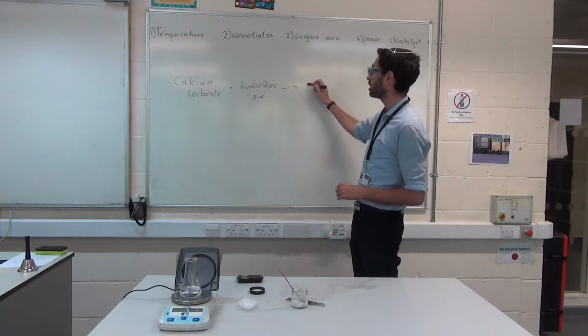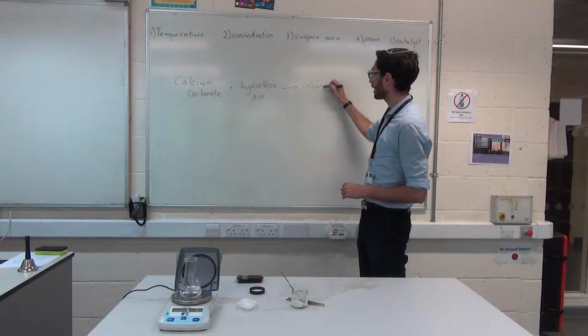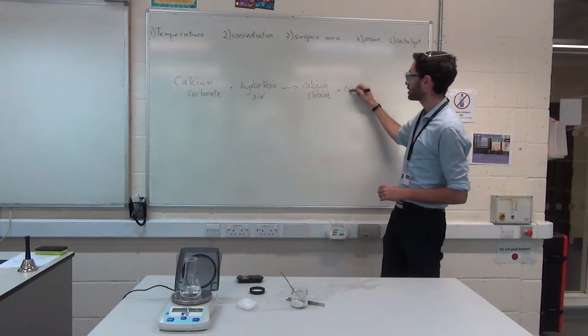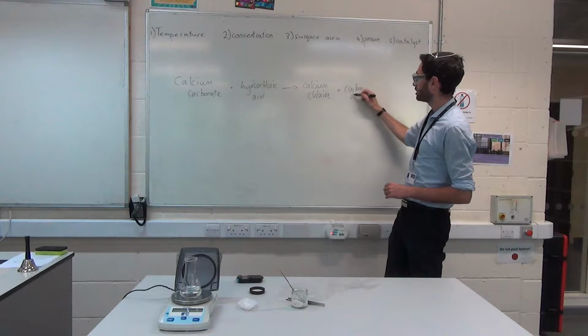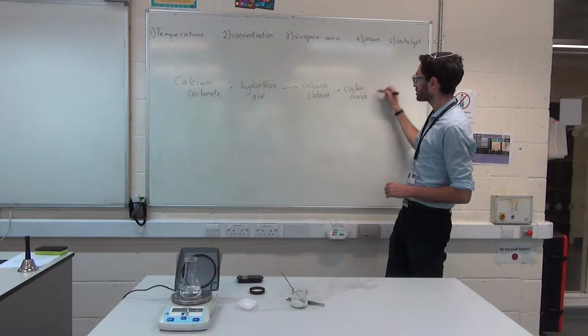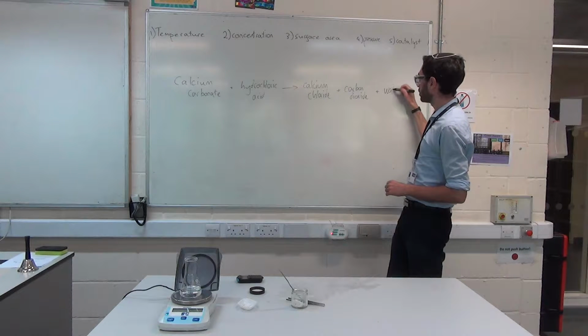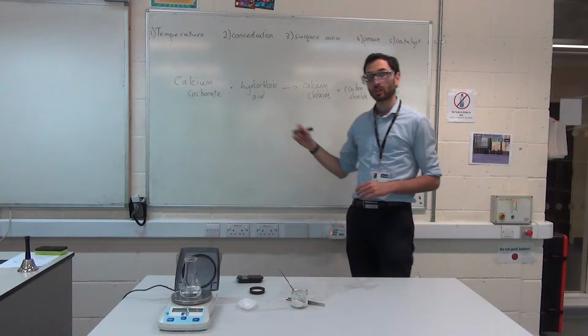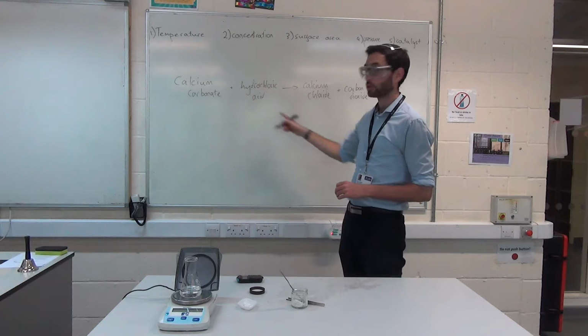Our products are calcium chloride as well as carbon dioxide and water. Now you should also be able to construct a symbol equation for that.